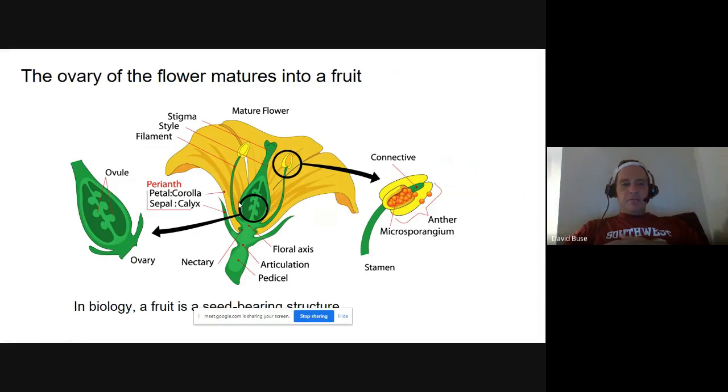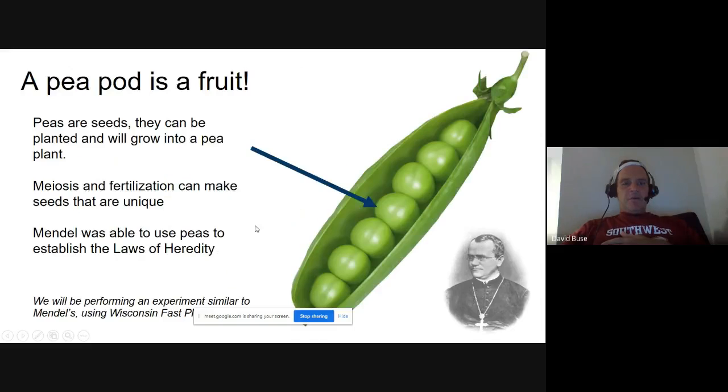How do we know if something is a fruit or a vegetable? Of course, in biology, a fruit refers to any seed-bearing structure. Anything that produces a seed is a fruit. So strawberries are a fruit. Tomatoes are a fruit. A pea pod, which Mendel used to study, is a fruit. Peas are seeds. They will grow into a mature adult pea plant. Meiosis and fertilization ensure that each one of these peas is unique from one another.